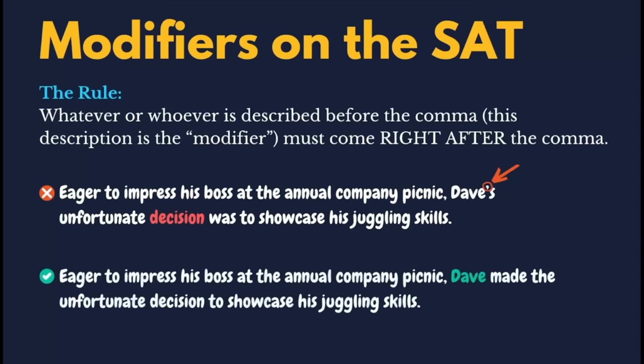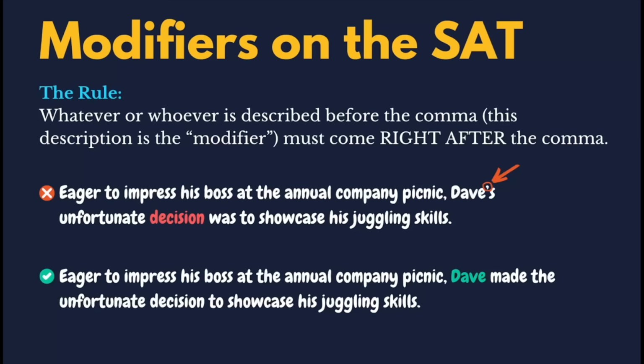What we would want to do is something like this. Eager to impress his boss at the annual company picnic, Dave made the unfortunate decision to showcase his juggling skills. Now, we just have Dave after the comma, and since Dave is being described before the comma, we are good. We are following the modifier rule. So, that is the rule of these misplaced modifiers that you're going to see on the SAT.